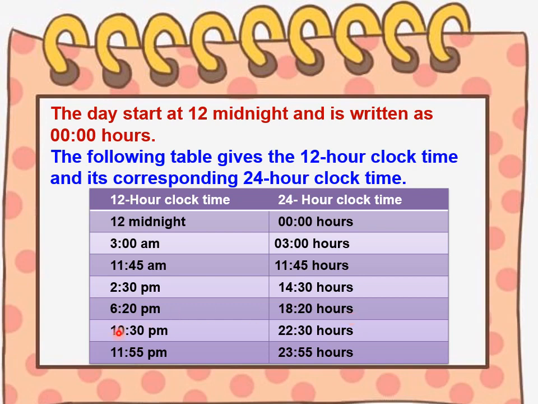Then next is 10:30 p.m. In the same way, for 6 we will write 18, then for 7 we will write 19, for 8 20, for 9 21, for 10 we will write 22. So 22 hours and 30 minutes in 24-hour clock. In the same way, 11:55: for 10 we have written 22, for 11 we will write 23:55 hours.